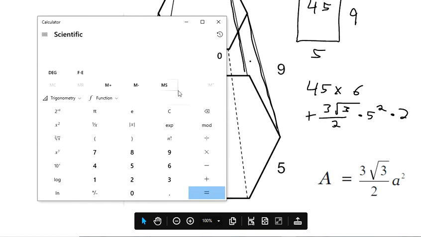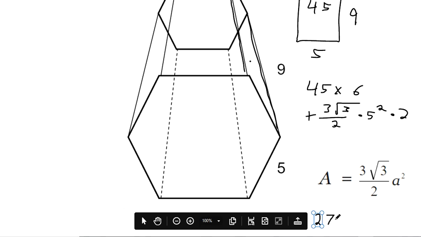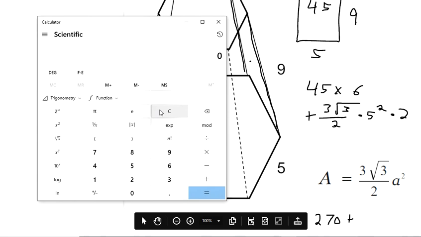So I got my calculator pulled up here. Let's do 45 times 6 first. We've got 270 so far for the surface area, and then we got some messy stuff to deal with here, but luckily it won't be too bad.